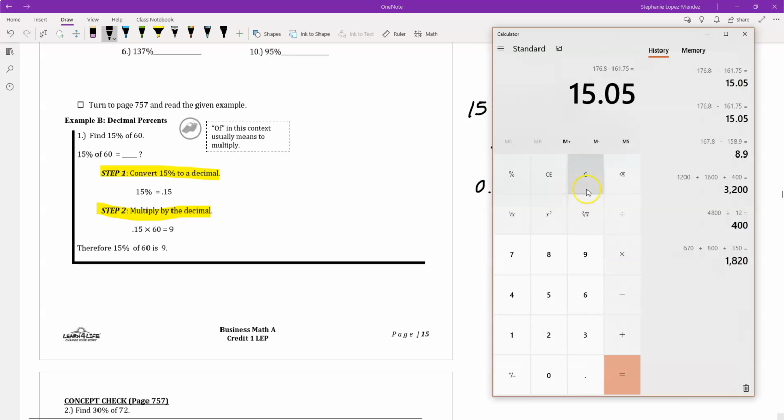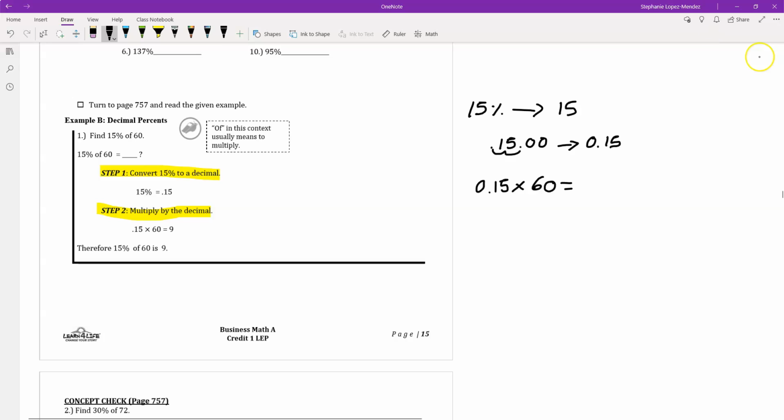Okay, I go to my calculator and I write 0.15 times 60 is 9. That is the answer that we have right here. Okay, therefore 15% of 60 is 9.